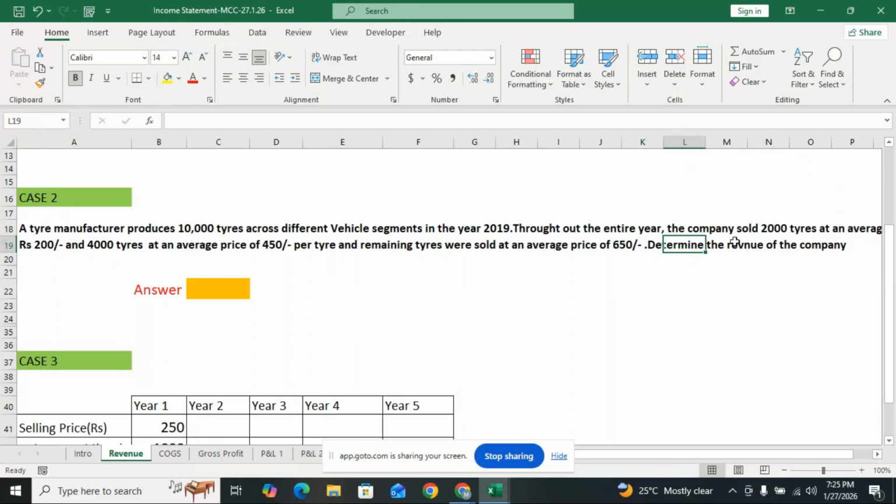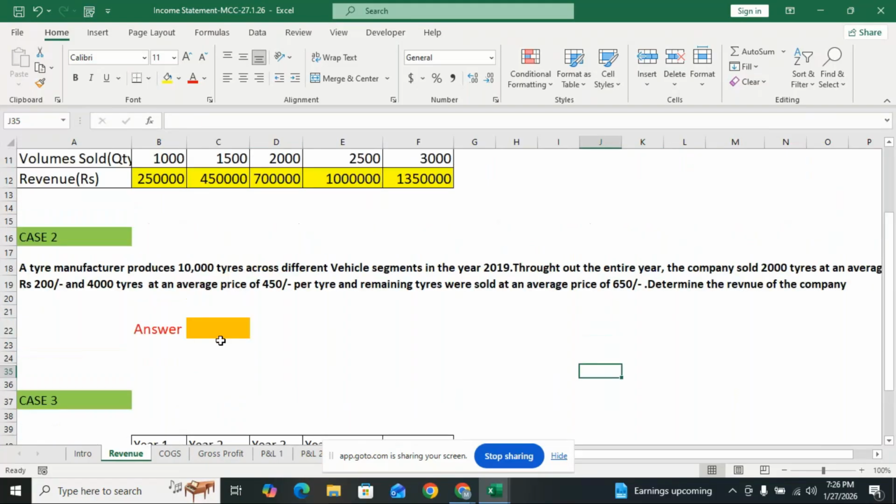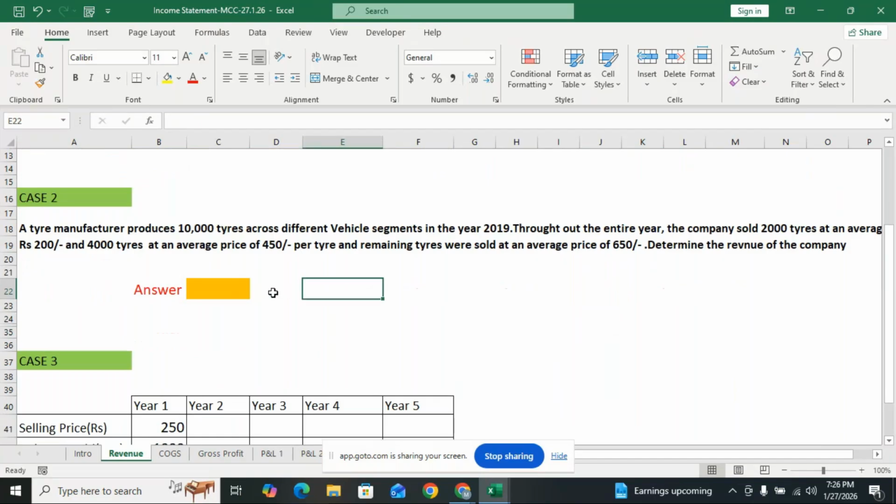So you can determine this. Out of 10,000, 2,000 are sold for 200, 4,000 tires are sold for 450, remaining at the amount of 650. It's 4 lakh 80,000. Yes, it's 4 lakh 80,000. So your net answer should be 4 lakh 80,000. This should be your answer.